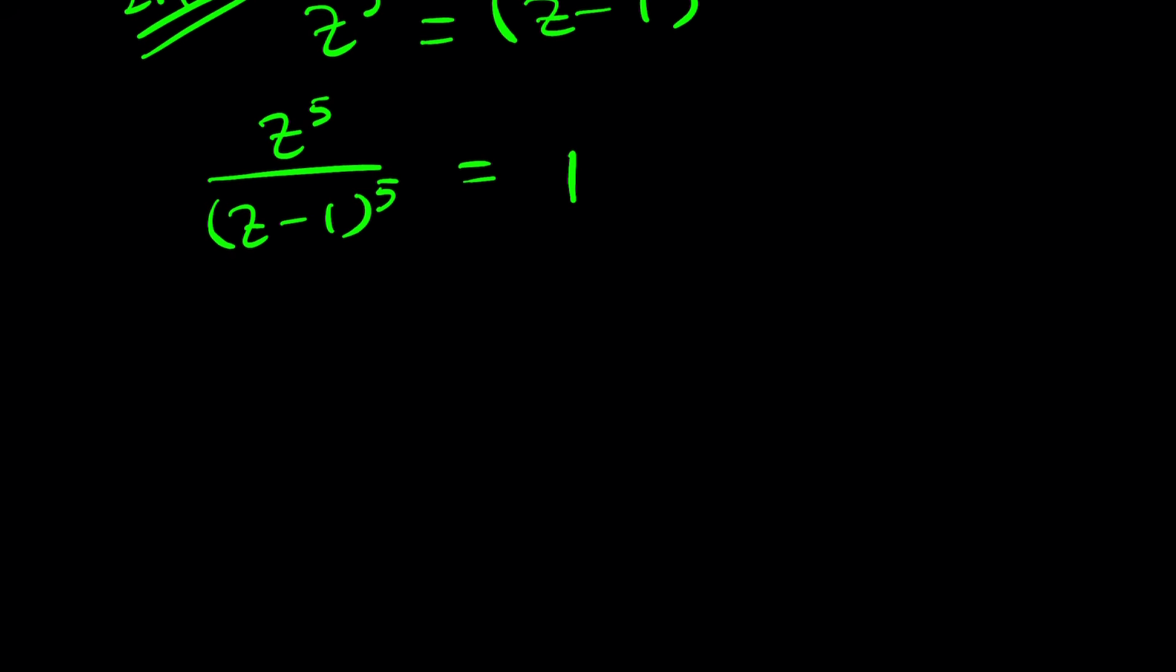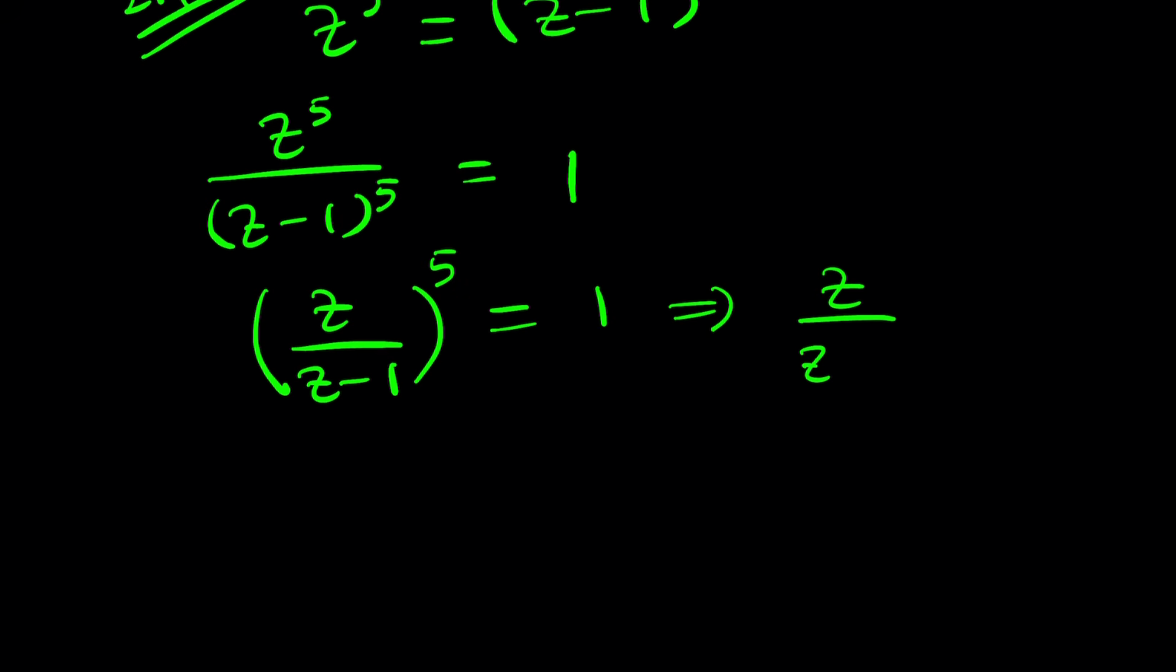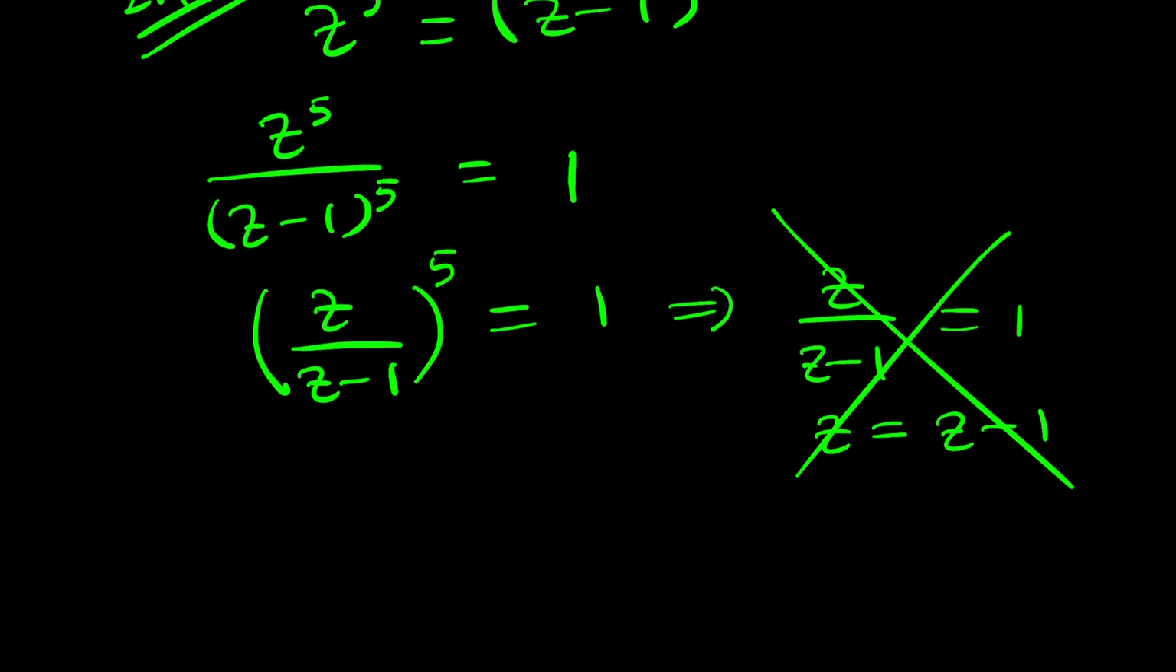This is nice because we have the same power, so that allows us to make a common power like this. And you're probably thinking, okay, I can take the fifth root, and that should give me z over z minus 1 equals 1, and then I'll end up with the same thing, which doesn't make sense at all, right? No, that's not what you're going to do, because we're going to think in complex terms, not like complicated, but from a perspective of complex numbers.